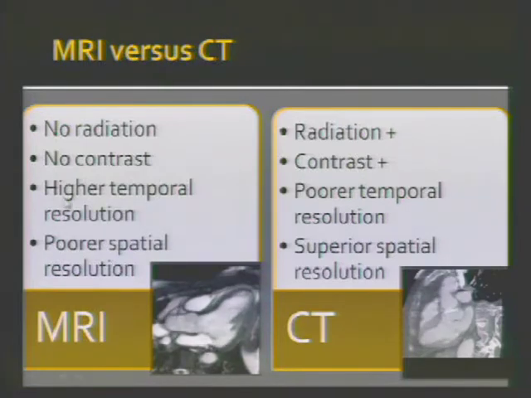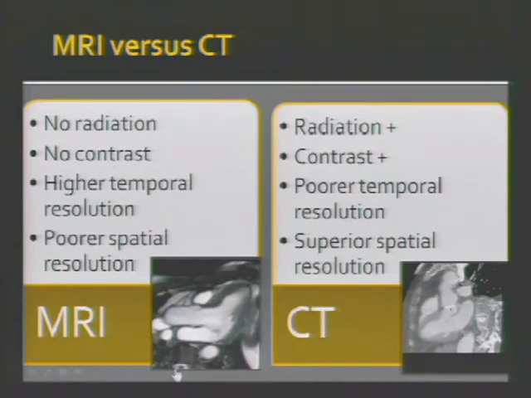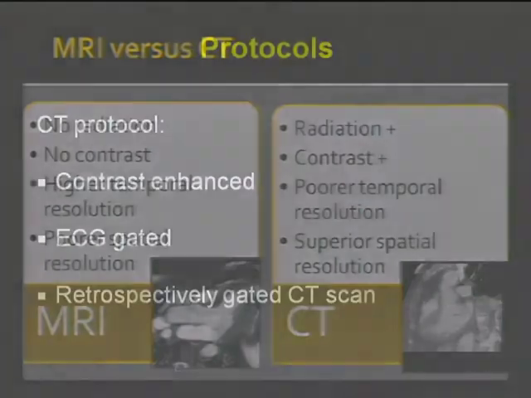So here is the image. It's a steady-state free precession sequence. You don't need any contrast. What MR does is that it utilizes the inherent contrast between the blood pool and the valve tissue and myocardium to produce these images. Also, it has a higher temporal resolution, though it does suffer in terms of spatial resolution.